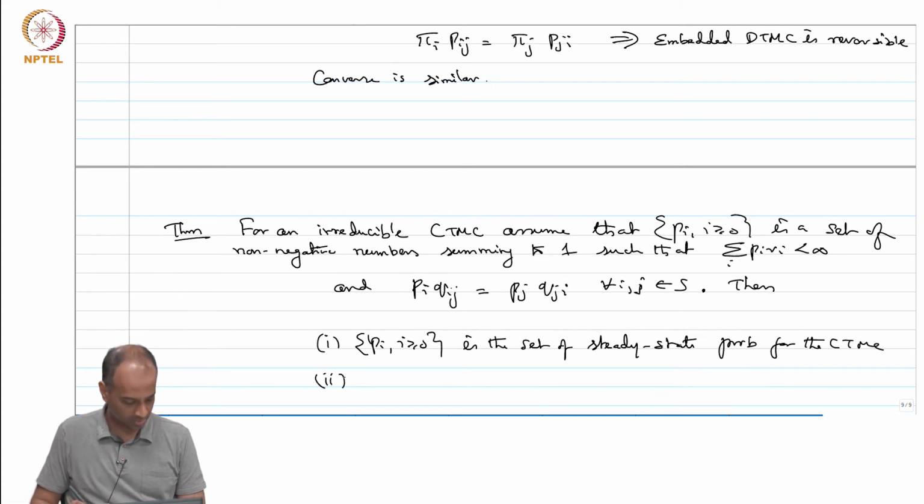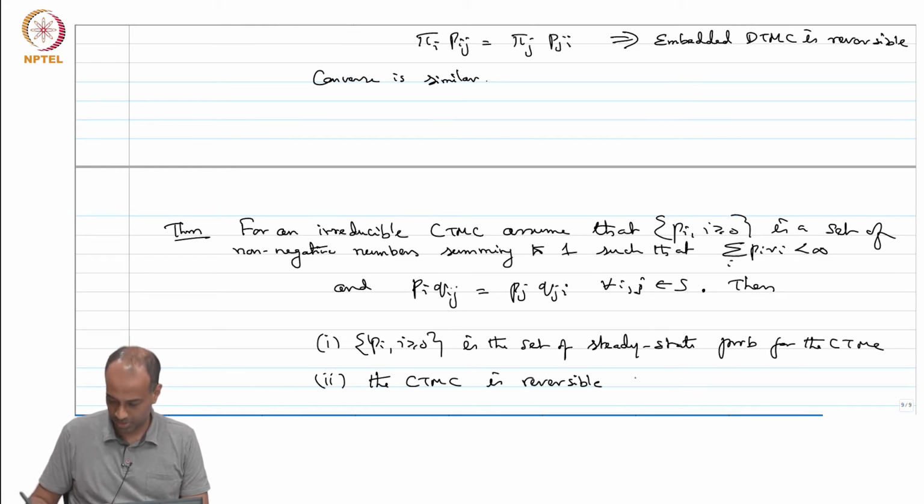Number two, the process is reversible, maybe say the CTMC is reversible, and the embedded DTMC is positive recurrent.